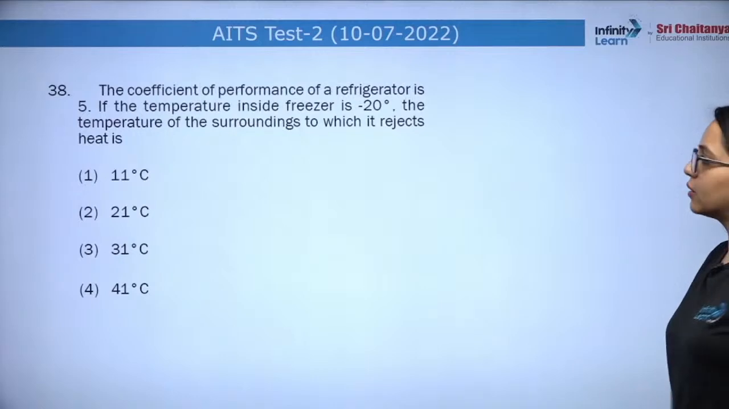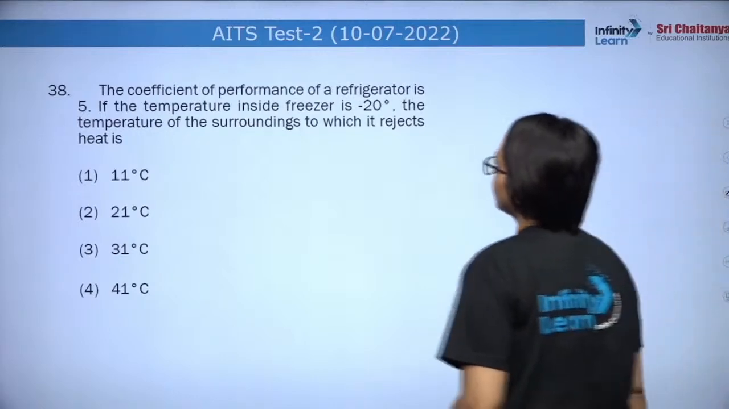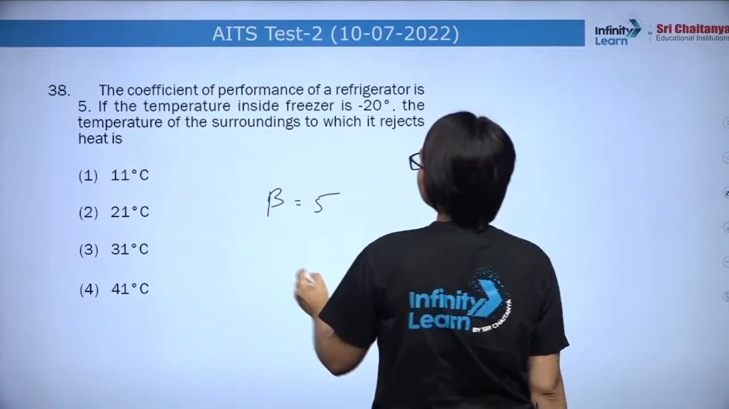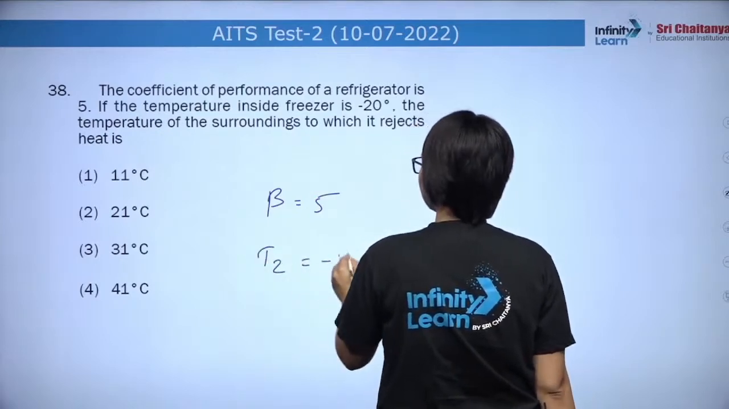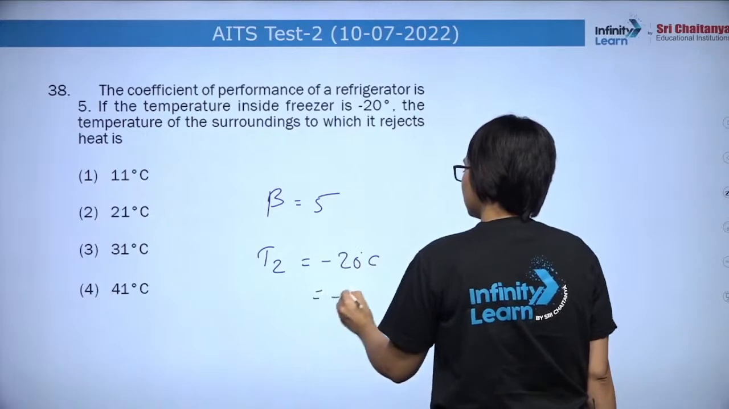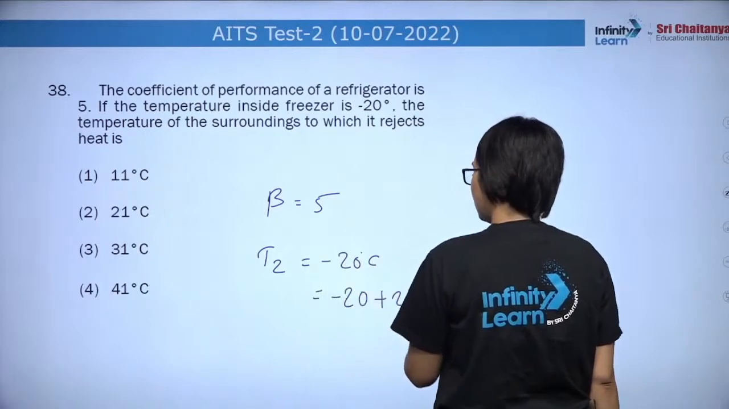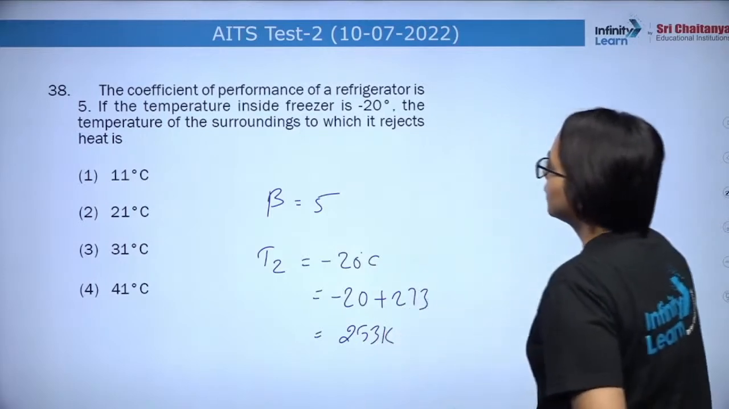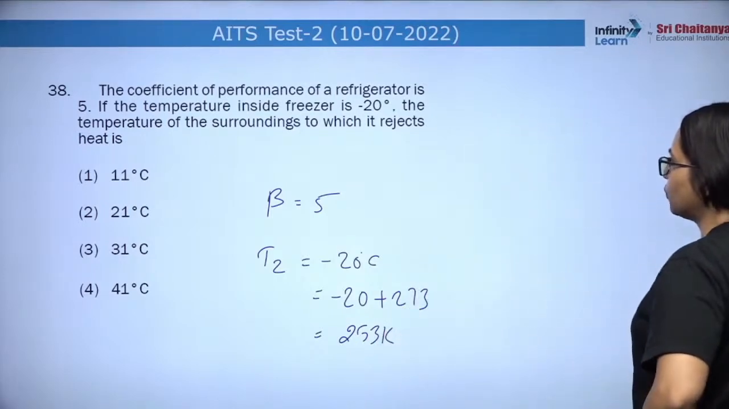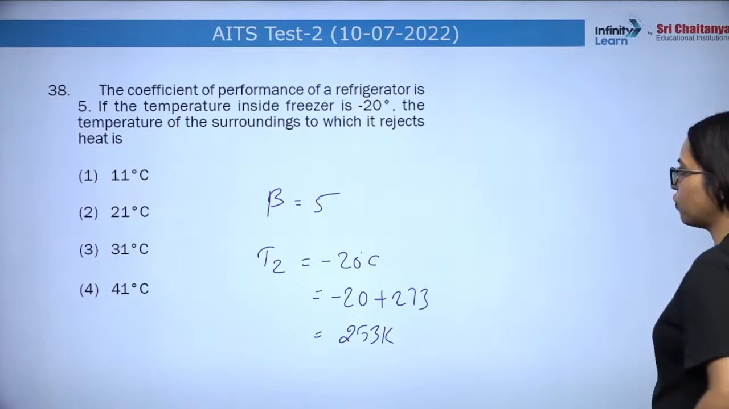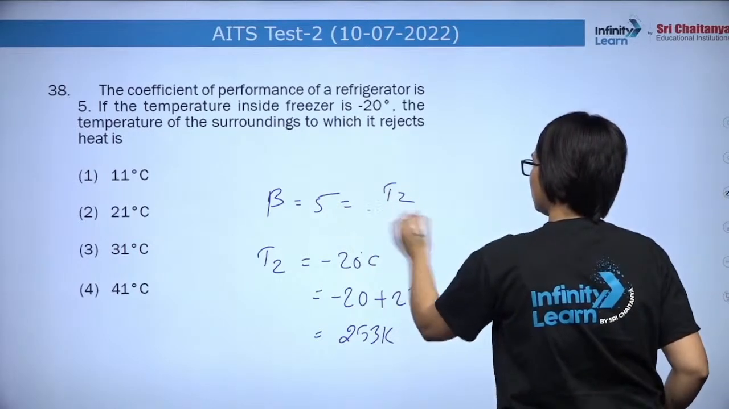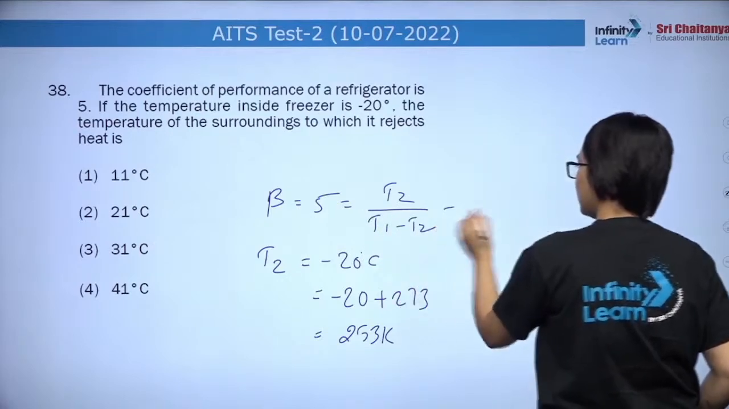Next is question number 38. The coefficient of performance of a refrigerator is 5 if the temperature inside the freezer is minus 20 degrees Celsius, which is minus 20 plus 273, so it is 253 Kelvin. The temperature of the surrounding to which it rejects heat, so we need to find the value of T1. So it is T2 upon T1 minus T2, right?